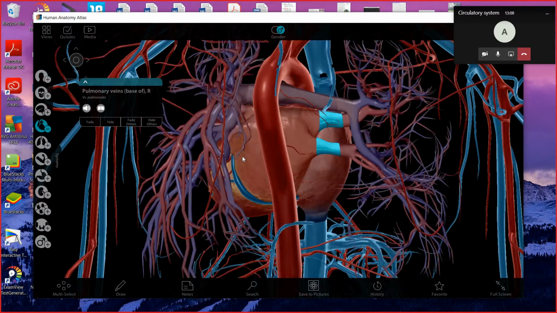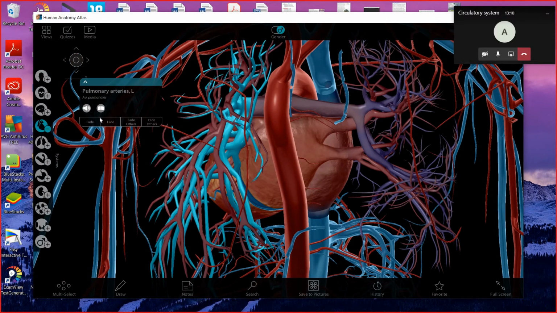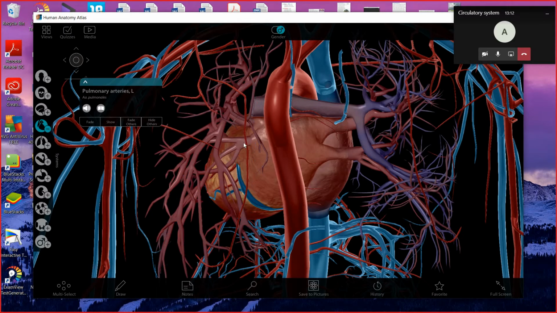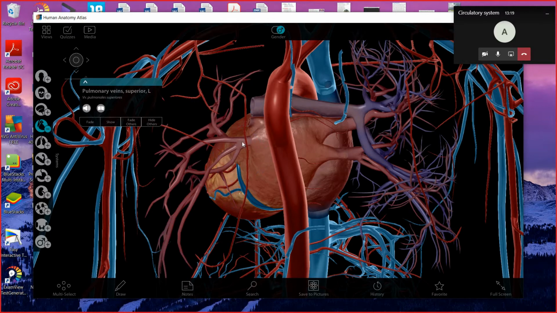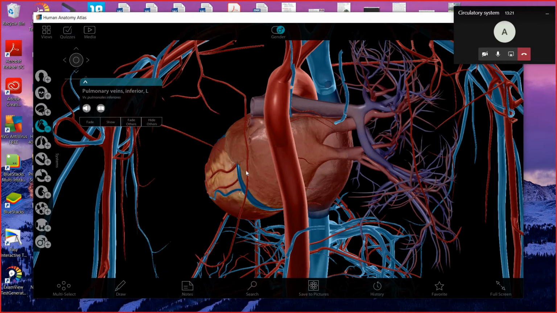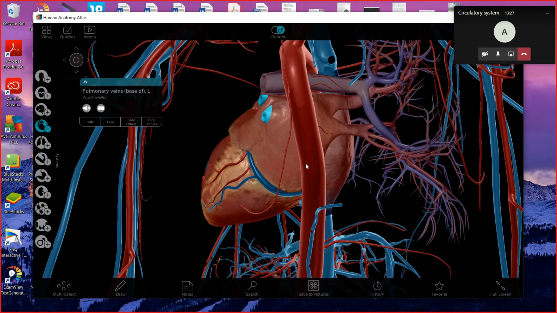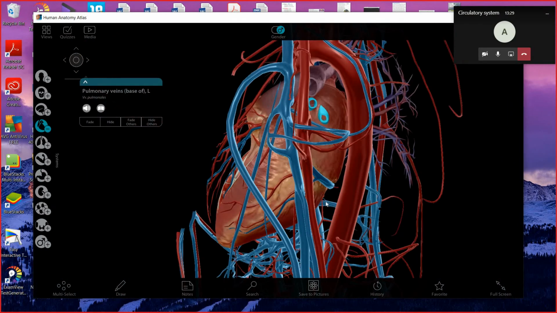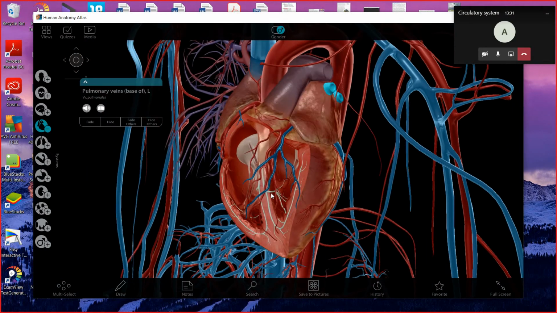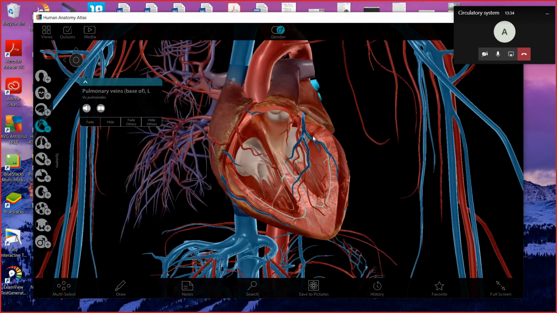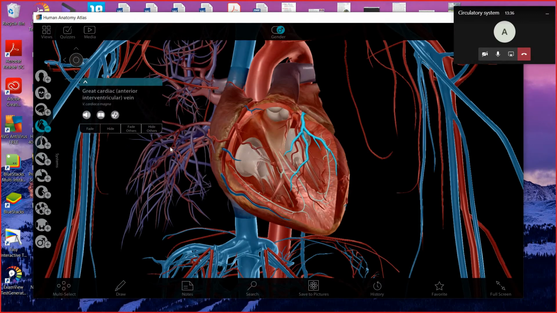One, two, and here we have one, two pulmonary veins that carry the blood from the lungs to the heart. Okay, and of course yesterday we also studied the valves.